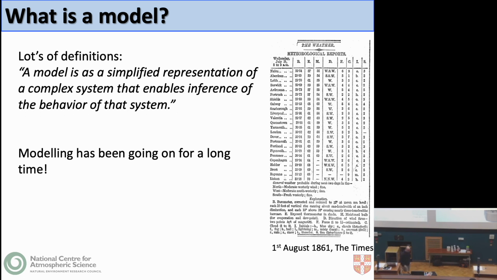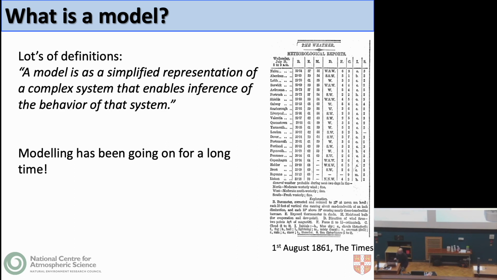But the key thing is that modelling is a theme in science that's been going on for a very long time, and modelling complex systems as well. As an example of a complex system, weather is probably one of the most well-known, and numerical prediction for weather has been going on for over 150 years. So this is an extract from the Times newspaper with one of the original weather forecasts produced in 1861.